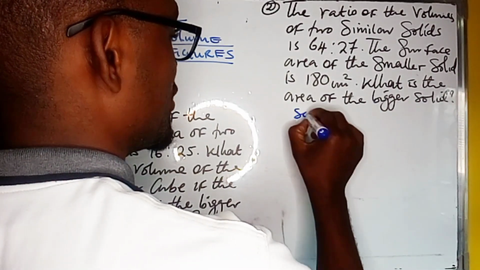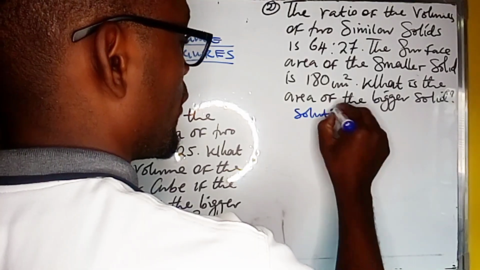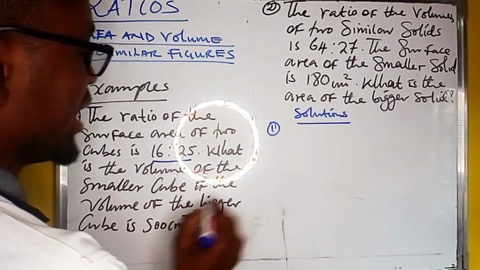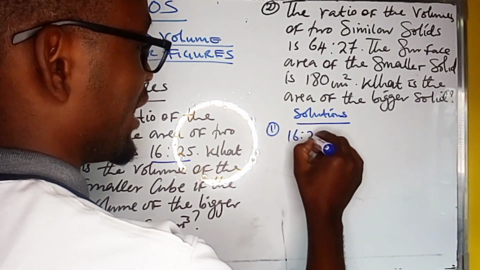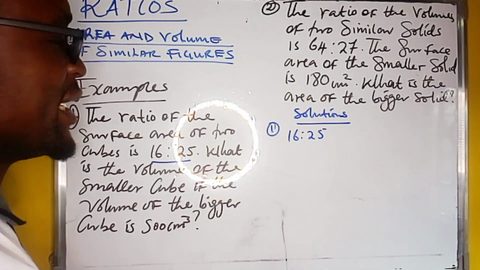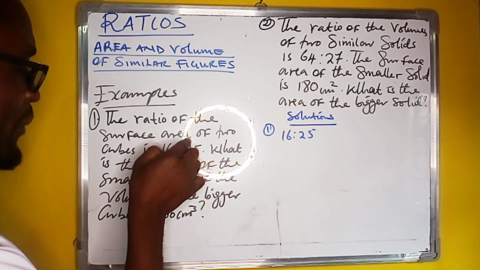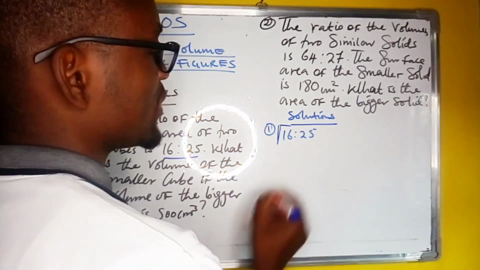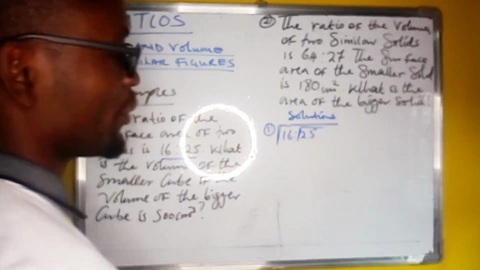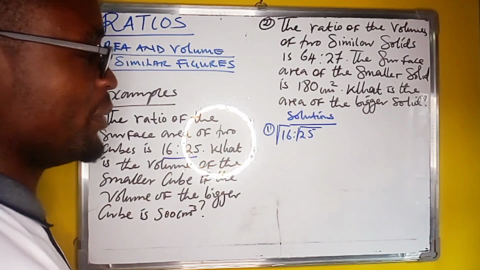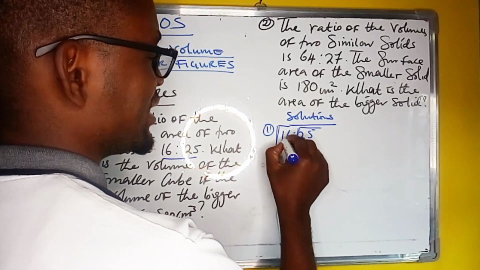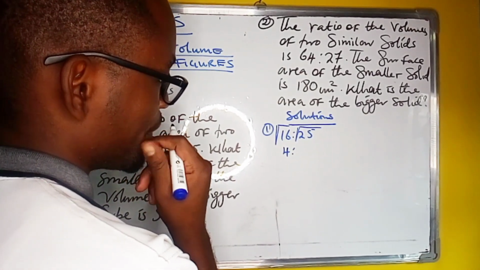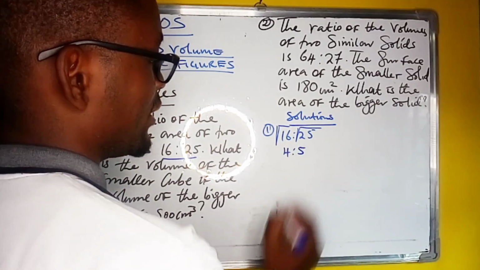So we're going to say the solution. For the first question, you're going to write this. That is 16 to 25. Then once you do that, since we are dealing with area, we want to find the volume. So what you're going to do is square root this side and square root this side. So we are using that as area in terms of ratio. When you reduce that, what is the square root of 16? That is 4. Then what is the square root of 25? That is 5.